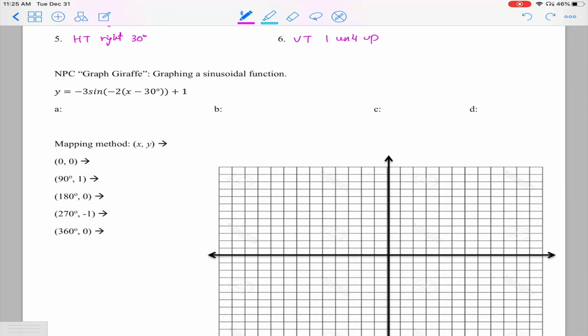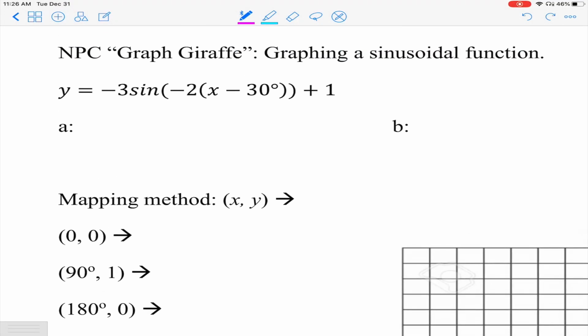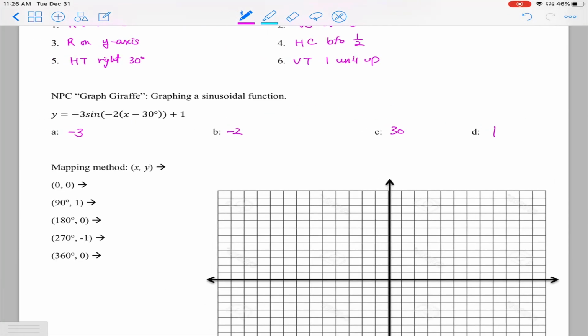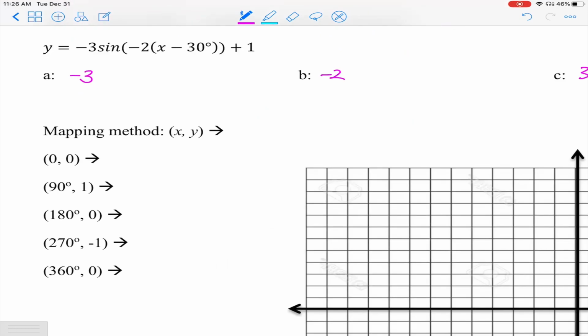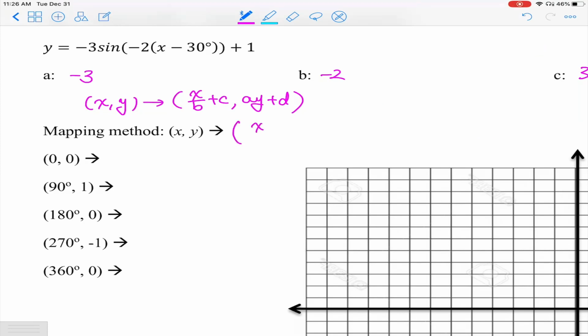And what we need to figure out is just A, B, C, and D. That's all that is. And we use the mapping method to do this. So A is -3, B is -2, C is positive 30. Now, the mapping method actually works as (x, y) goes to (x over b plus c, a times y plus d). And in this case then will be (x over -2 plus 30 degrees, -3y plus 1).